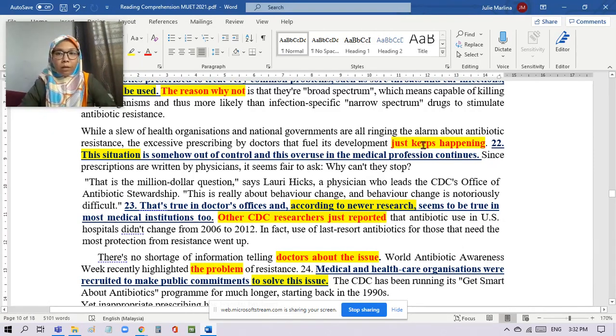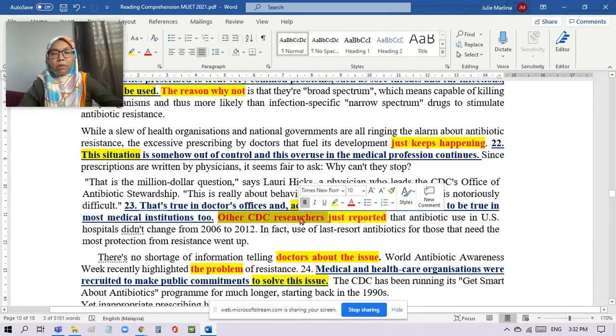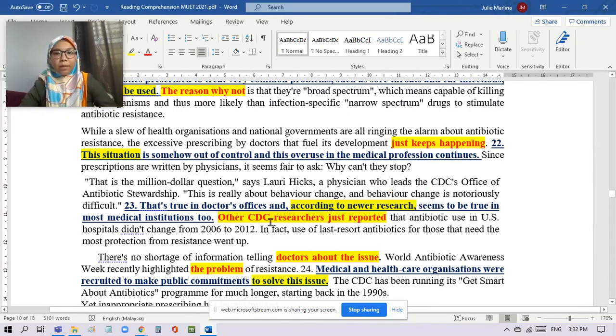And then, why can't they stop giving the antibiotic? This is because, if you look here, why I highlighted "according to the newer research", it is actually the continuity from the next sentence, where other CDC researchers just reported, because they are talking about research. Research is something that is related. When we are talking about research, of course there'll be a researcher who's doing it. That's why it is interrelated with the sentences.